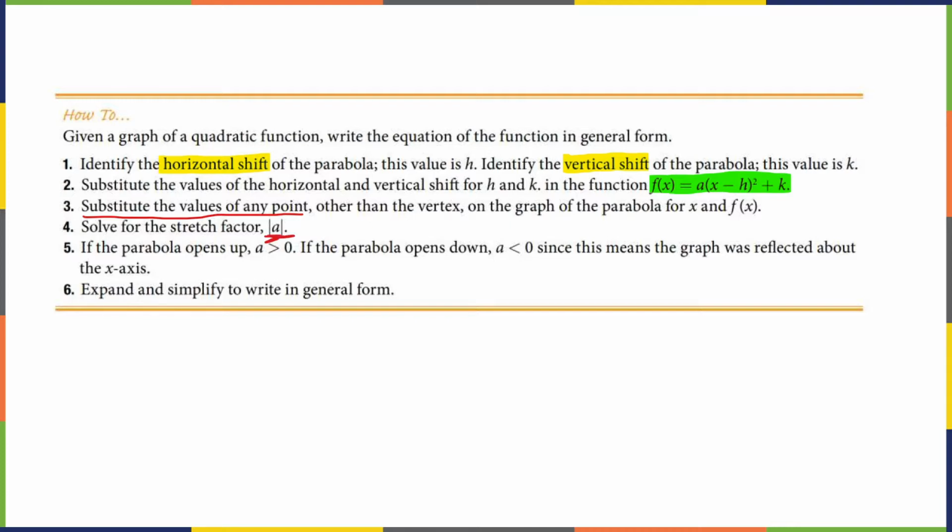Notice that if it opens upward, a will have to be positive, or greater than 0. If it opens downward, a has to be less than 0. So always double check that you've given a the correct sign. Then you'll have your a, your h, and your k. You're going to make sure a, h, and k are all plugged into this green formula up here. And you're going to expand the formula to write in general form. So remember, if they're asking for general form, we want it back in ax squared plus bx plus c format by the time we are done.